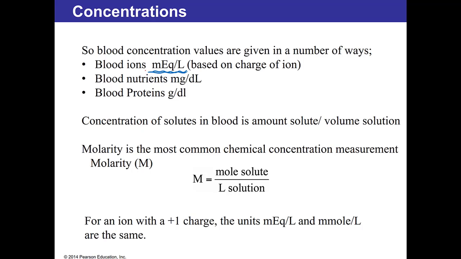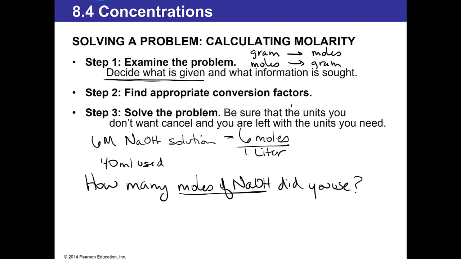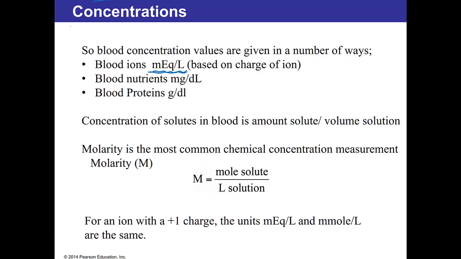So we've talked about nutrients like blood sugar in milligrams per deciliter. That is the amount of a solute in a solution. Blood proteins are oftentimes described in terms of grams of protein per deciliter of blood. But these are all looking at concentrations. In concentrations, one of the more common ones is the term molarity. So molarity is how many moles of a solute you have per liter of a solution.